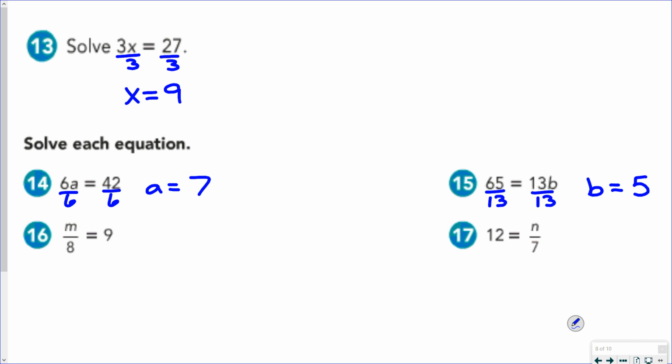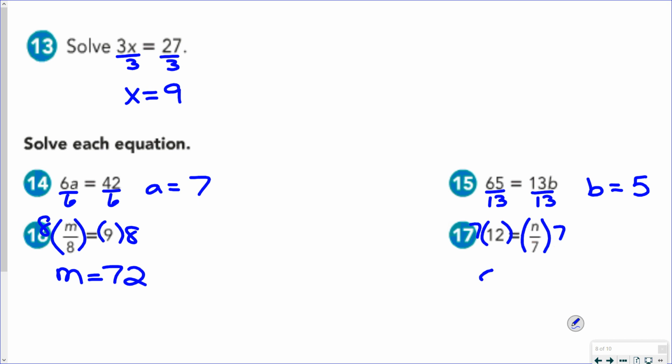Number 16, m over 8 equals 9. So multiply both sides by 8. So m equals 72. And number 17, 12 equals n divided by 7. So multiply both sides by 7. 7 times 12 is 84. So 84 equals n.